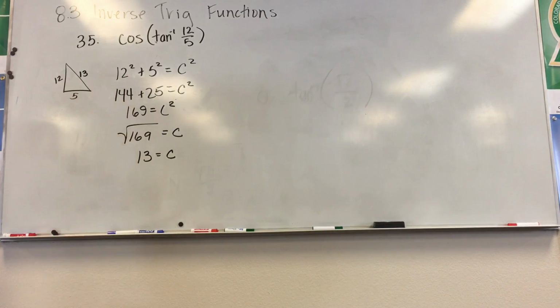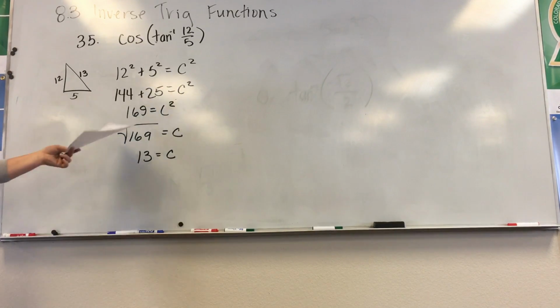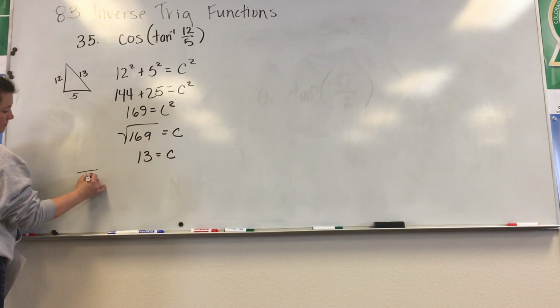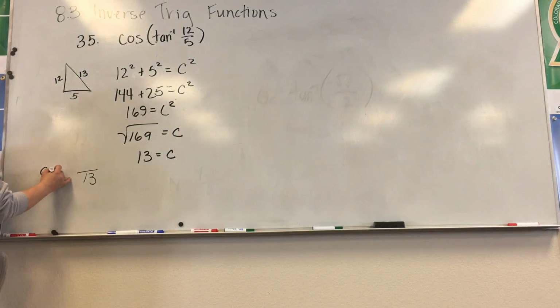So I want the cosine. So I want the adjacent over the hypotenuse. So, well, what did we decide? Now we just need to decide what's what. We know the hypotenuse is 13. So it's 5.